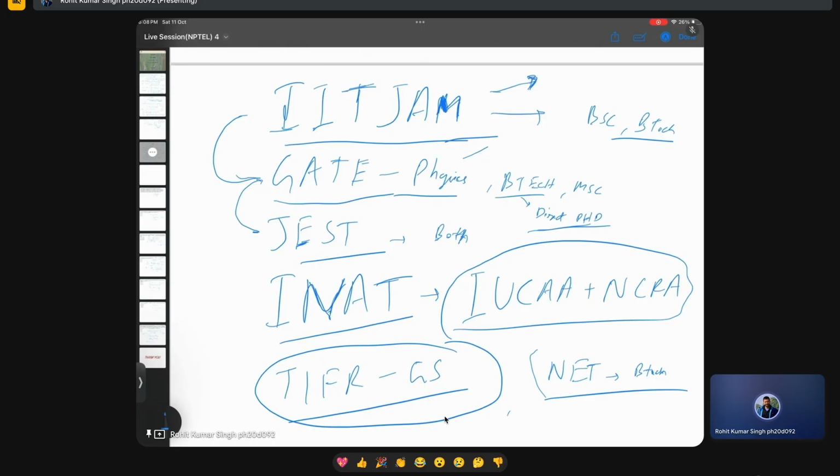IIT JAM is also a good option. You can first do your masters, and then you can think about whether you want to go for PhD or you want to go for industry or something else. You have that option.